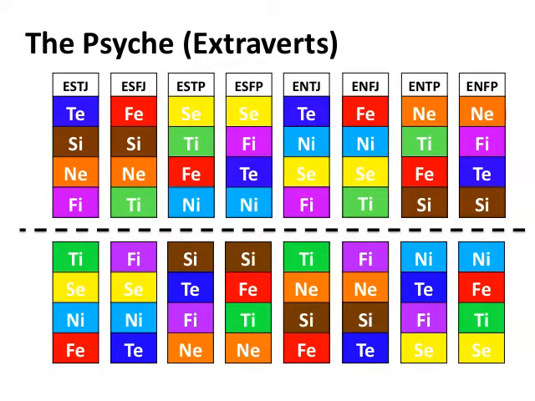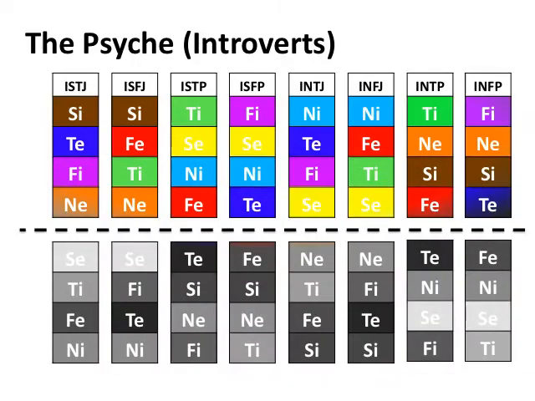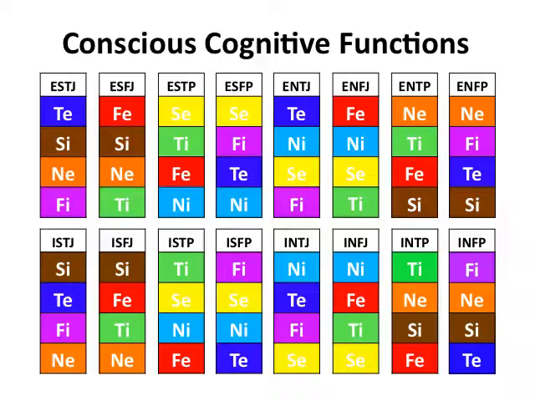So let's review the science first. Here are the cognitive functions for all 16 types. They wouldn't fit on one page, so extroverts first, and now the introverts. The functions above the dotted line are your conscious or ego functions. The remaining 4 are your unconscious functions. Here we're going to focus on the conscious functions, so we remove the unconscious, leaving only the first 4 functions for each type.